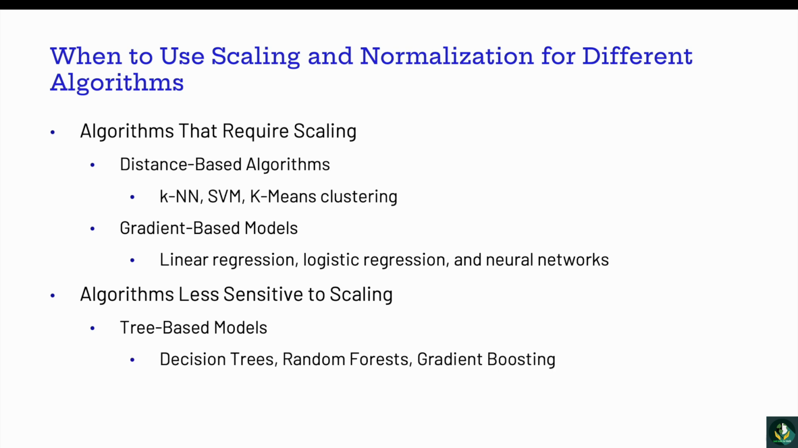Decision trees, we have random forest and gradient boosting. These models split data based on thresholds and are not affected by feature magnitudes. Let's go ahead and jump into the hands-on exercise.